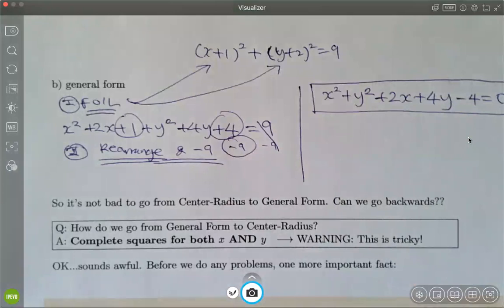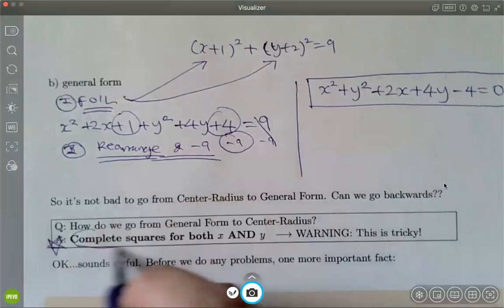Okay, so any questions from this previous problem? Okay, so now it's not hard to go from the center radius form to general form because we just have to follow and rearrange. But can we go backwards? That is, from general to center radius, and the answer is why not? So how do we go back?